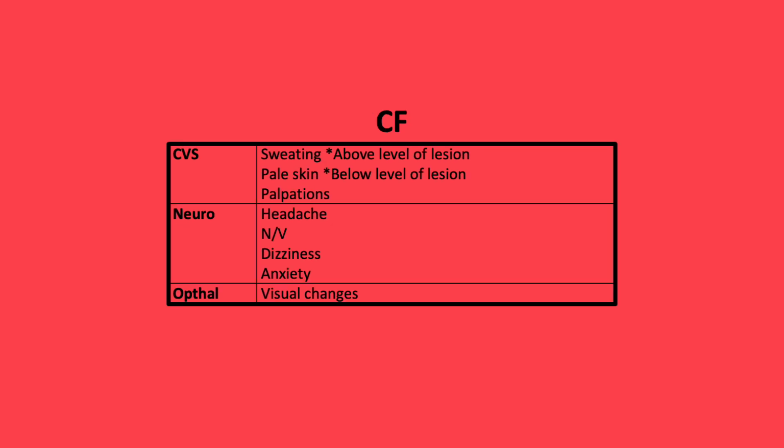The clinical features are based on the degree of sympathetic response, the level of the lesion, and the location within the body. The cardiovascular features include sweating above the level of the lesion, pale, dry skin below the level of the lesion, and palpitations. Neurological symptoms include headache, nausea and vomiting, dizziness, anxiety, and visual changes can also occur.